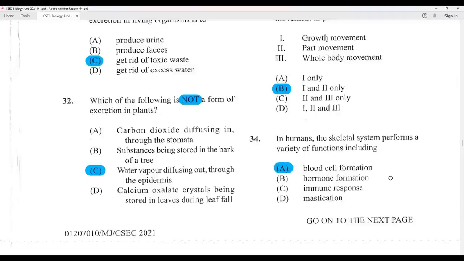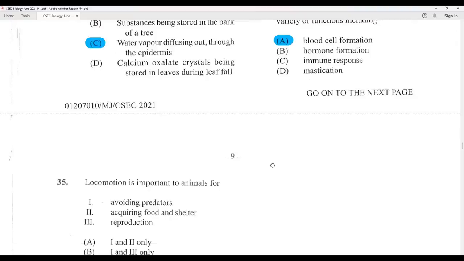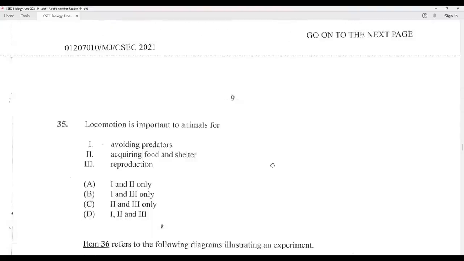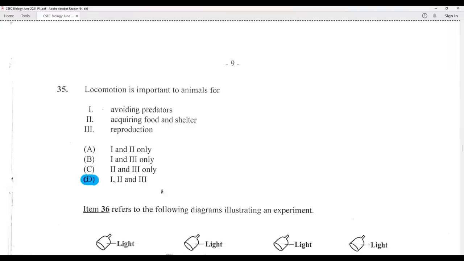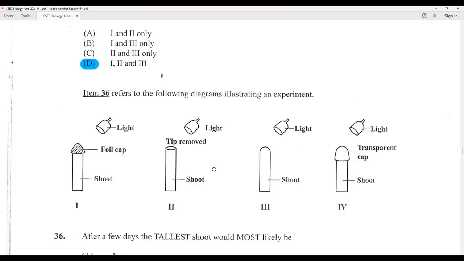Remember, red blood cells and white blood cells, the human skeleton is responsible for making them. Locomotion is important to animals for avoiding predators. Yes, acquiring food and shelter. Yes, reproduction, meaning like finding mates. So we are looking for 1, 2, and 3, which is D.